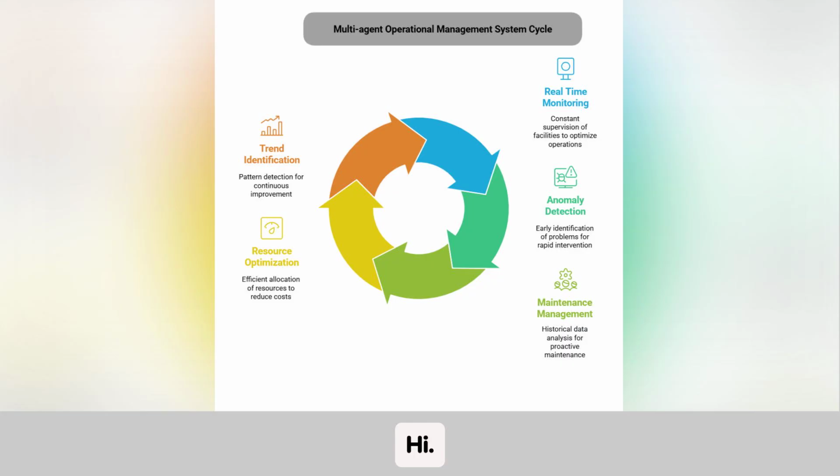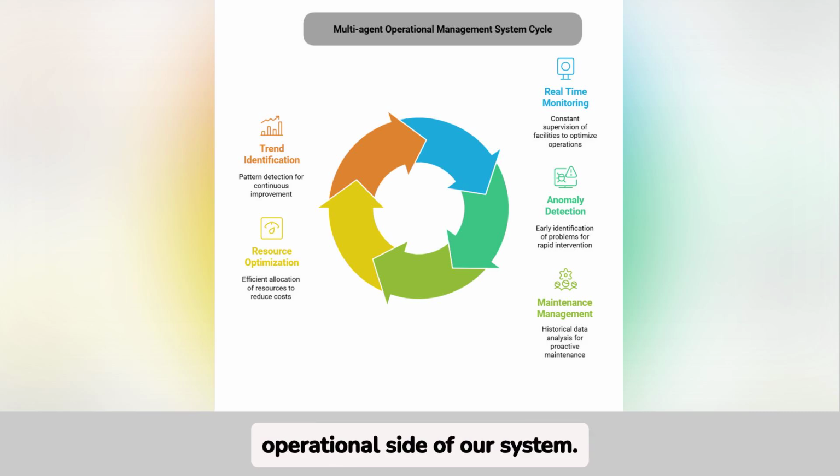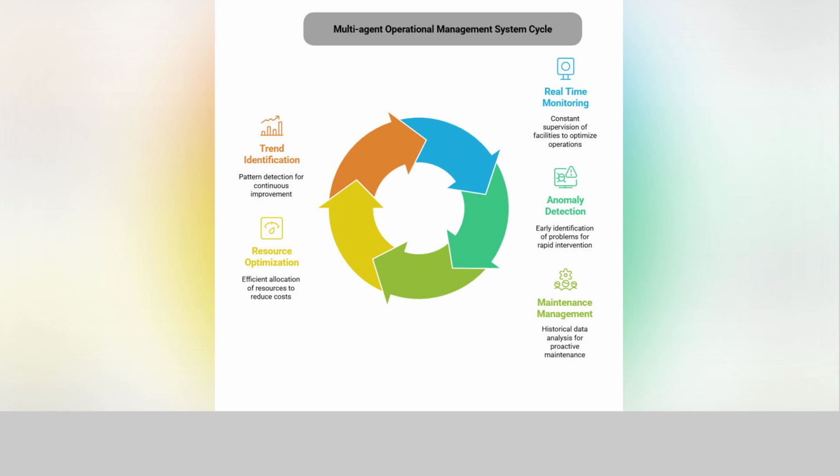Hi. Today, I want us to take a deeper dive into the operational side of our system. How can we improve the monitoring of our facilities and manage maintenance more effectively? This is crucial to ensure that our operations are efficient and that we can stay ahead of potential problems before they become costly failures. In addition, efficient maintenance management not only reduces costs, but also optimizes the use of resources and improves the overall productivity of the company.